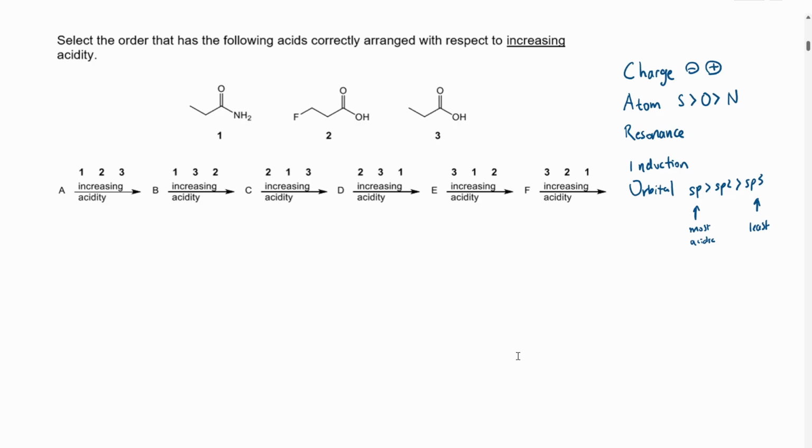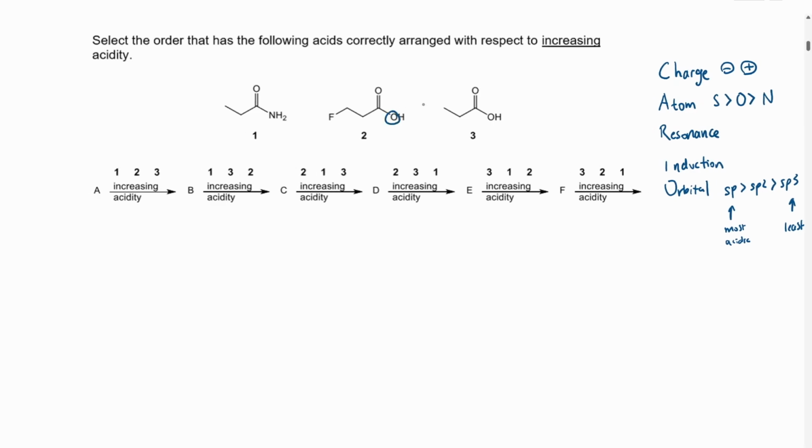First, let's look at charge. All right, I don't see any negatives or positives. So let's look at atom. Immediately, I see these 2 have oxygen atoms, and this has nitrogen. And nitrogen is going to be weaker than oxygen. So I know 1 is going to be the weakest acid out of all of them. That means I can cross this out. Look at resonance. There's nothing I can do with resonance. I could move the lone pair over here, but so can every other atom or molecule. So we can't do anything with resonance.